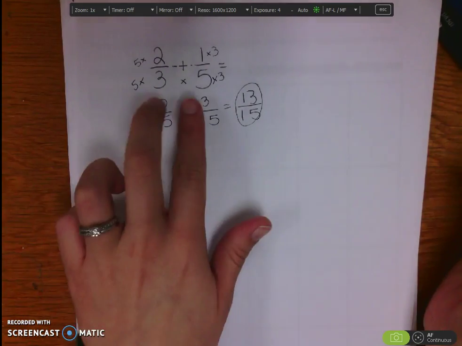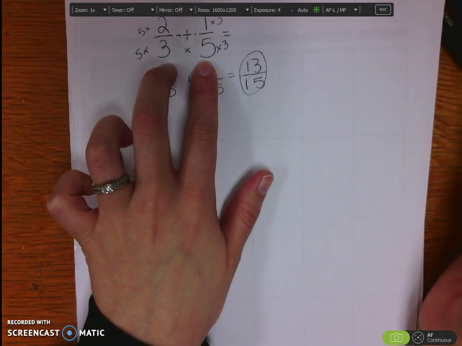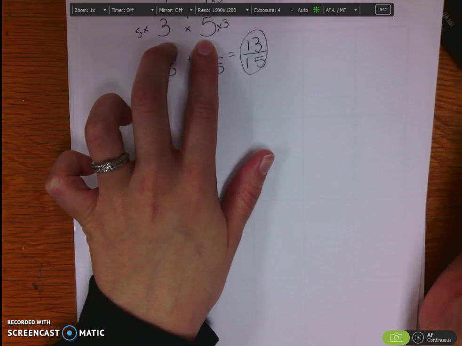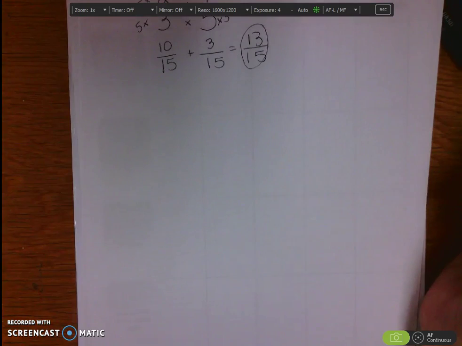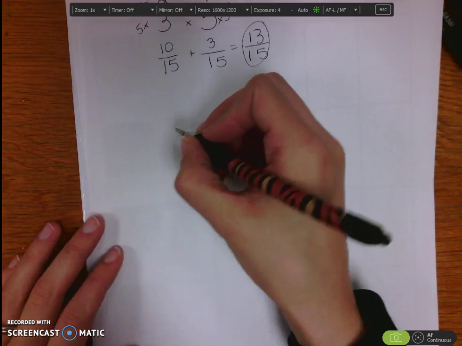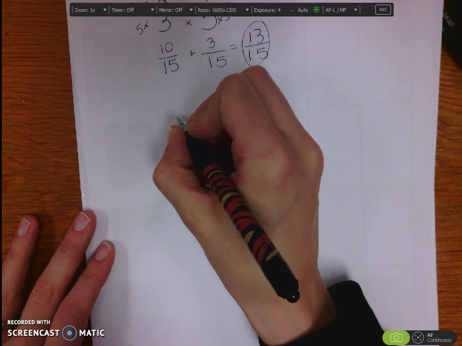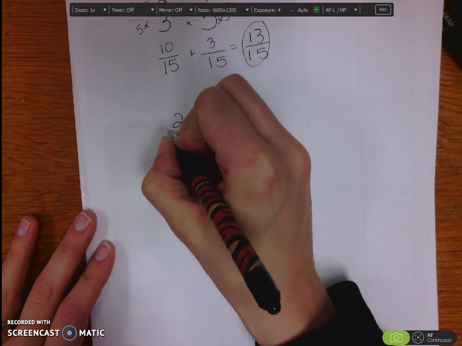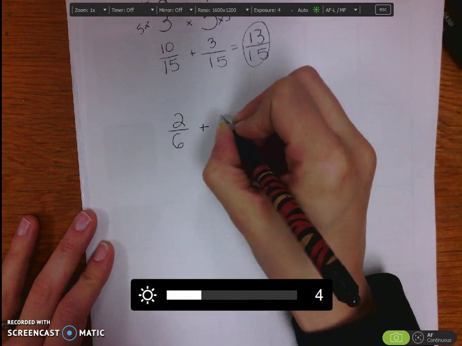Now, that is the easy, fast trick. However, sometimes when we multiply these two numbers together, we get a really big number. And it's not as easy to add those fractions together because we have to simplify them. So what's best to make simplifying easier is to find a least common denominator. So for example, if I had the addition problem, 2/6 plus 1/4.